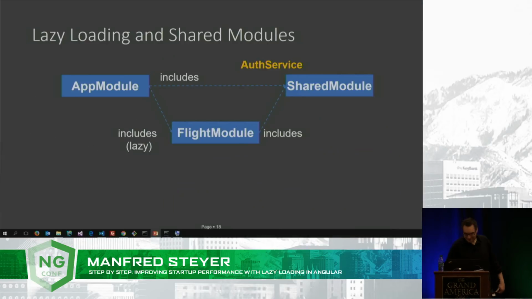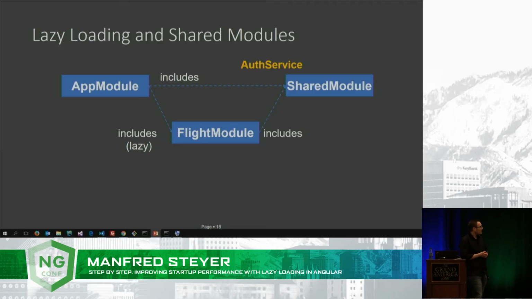And the second thing that happened is that we have these 3 modules here. We have the app module, we have the flight module, and we have a shared module. And this shared module has an auth service. And the auth service is remembering the current user's name. It is remembering that the user is logged in and that the user has the name Max.